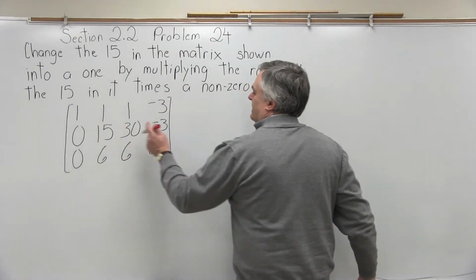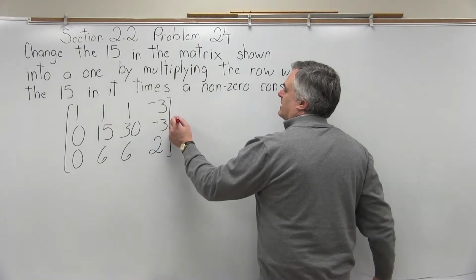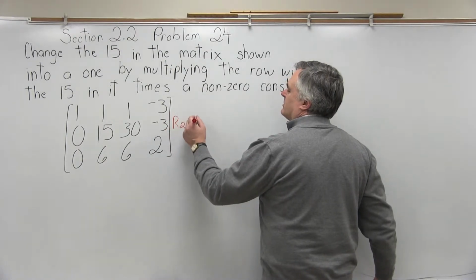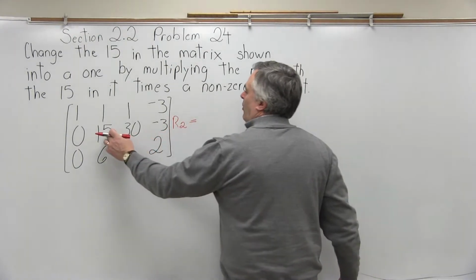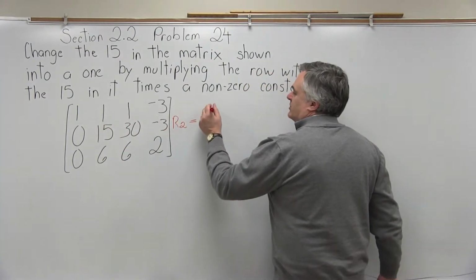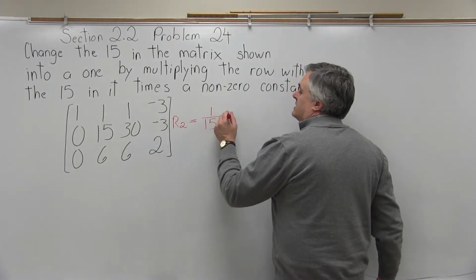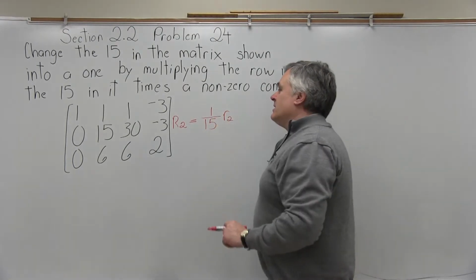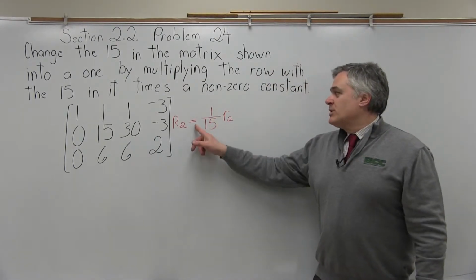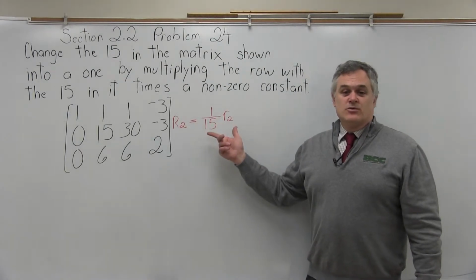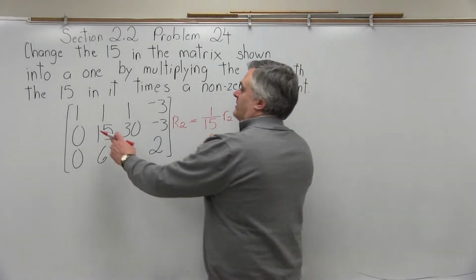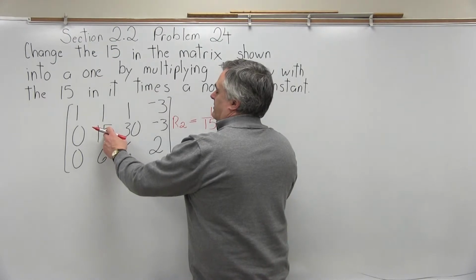So the 15 that I have to change is in row 2, so I'm going to start an equation next to it that begins with row 2. It will equal 1 over the value that we want to change into a 1. So for this problem, 1 over 15 times the entire row. So I'm going to make a new row 2 by multiplying 1 over 15 times the old row 2. And again, 1 over the number that I want to turn into a 1.